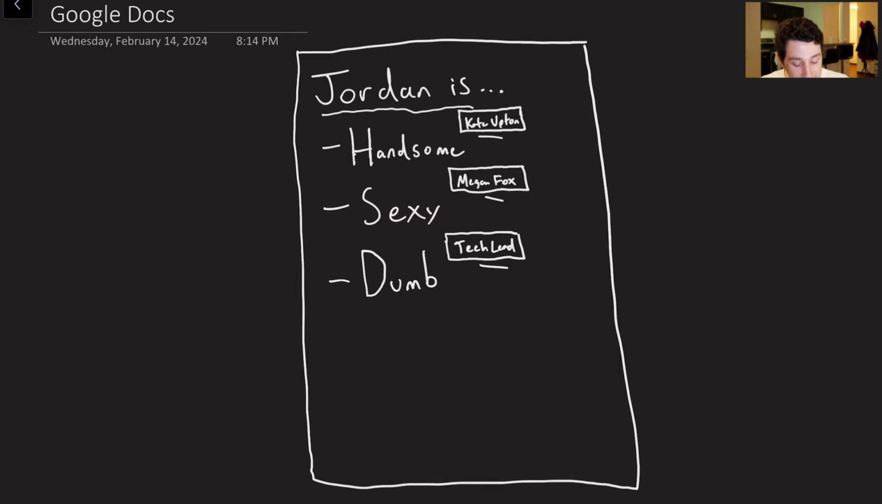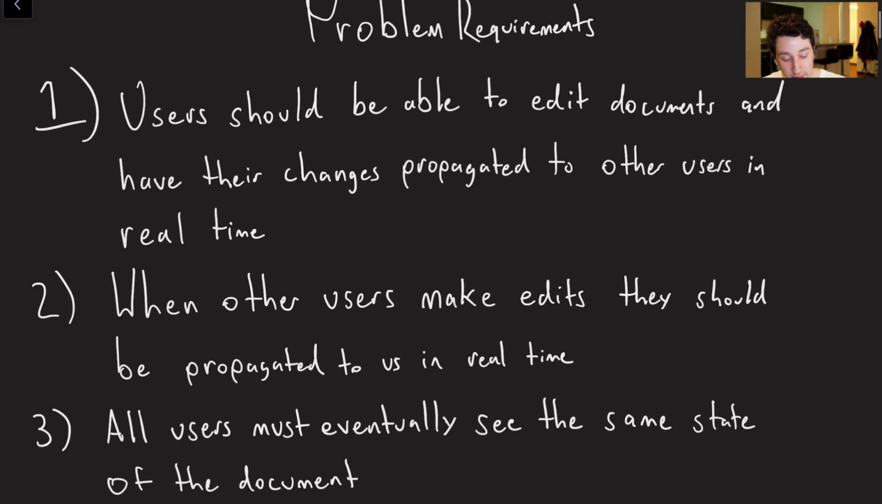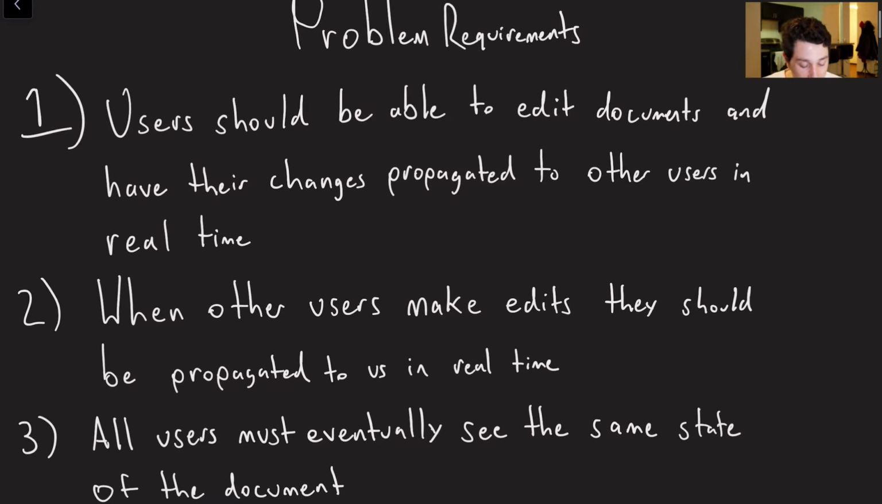So as you can see, we've got Kate Upton writing that Jordan is handsome, Megan Fox writing that he's sexy, Tech Lead writing that he's dumb, perhaps because Jordan called him out in one of his previous videos over all his crypto scamming. But that is another topic for another time.